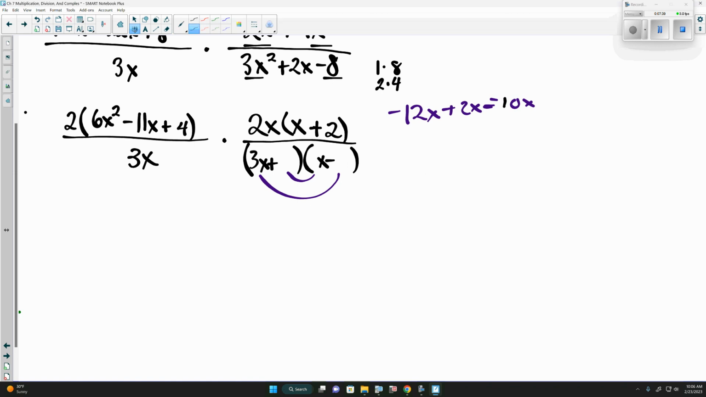We can flip 2 and 4 and try it again. 3x times negative 2 is negative 6x. 4 times x is plus 4x, which gives negative 2x. Is that what we wanted? No, but it is the right number. It's just the wrong sign. So we just need to flip the signs. And this would give us a positive 6x, negative 4x, which does make the 2x positive.